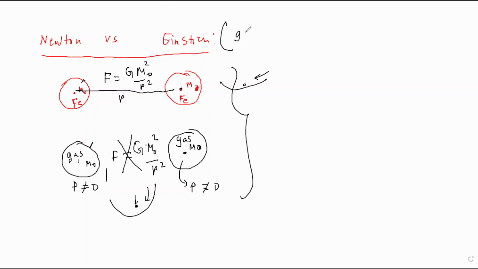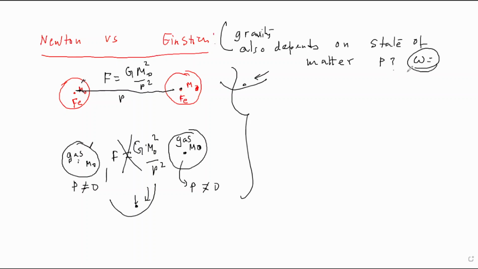Einstein case, the gravity also depends on the state of matter. That means whether pressure is not zero, in other words W. And that is the reason different W is giving different expansion of the universe. W equals 0, different expansion means different scale factor. And different scale factor means different metric. And different metrics means different geometry. And different geometry means different gravity.